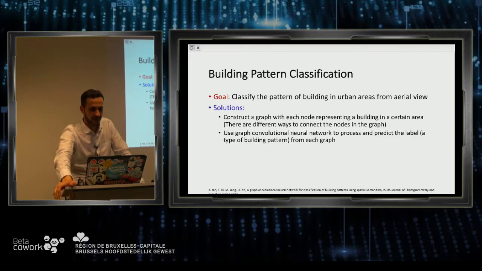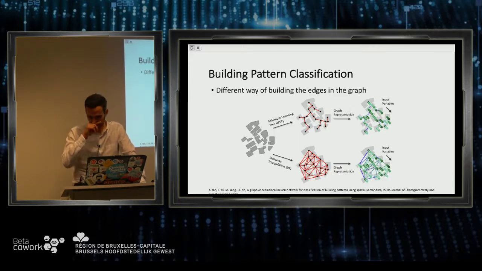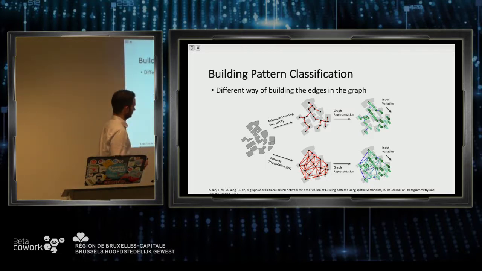So what they do is they construct a graph with each node representing a building in a certain area. And again, as I said, they use machine learning models to classify each one of them. I think this will be clear if you see this visualization. You see here, let's say, a neighborhood, right? And you see in this neighborhood different buildings. And what you try to do is use algorithms like minimum spanning trees or Delaunay triangulation to try to understand what are the types of the buildings or the patterns of the buildings that you have, right?